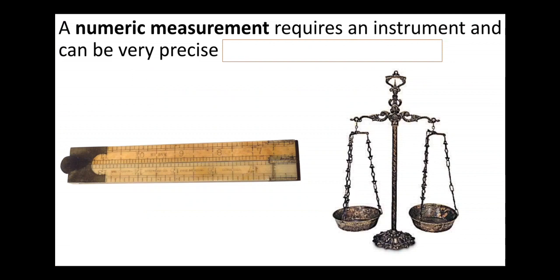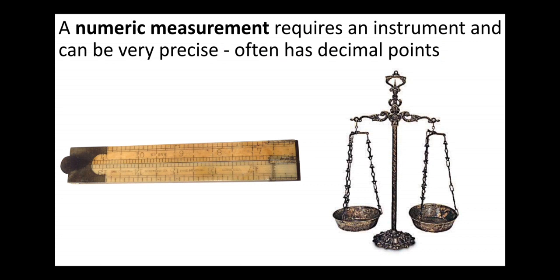Now, a numeric measurement requires some kind of instrument. And in theory, it can be very precise. It often can be measured to decimal points. So when we're talking about a numeric measurement or a quantitative measurement, we're using rulers, calipers, scales to measure these things.